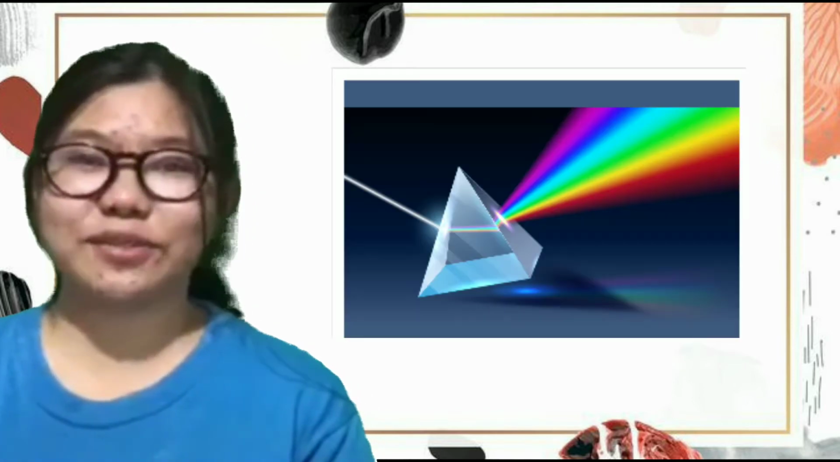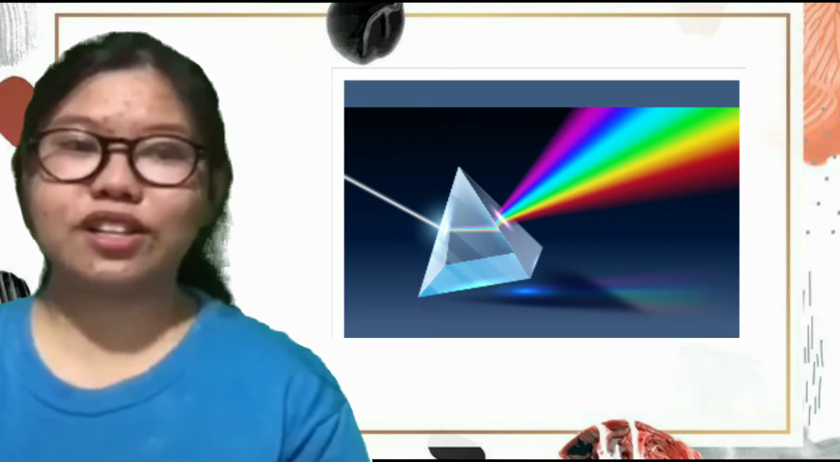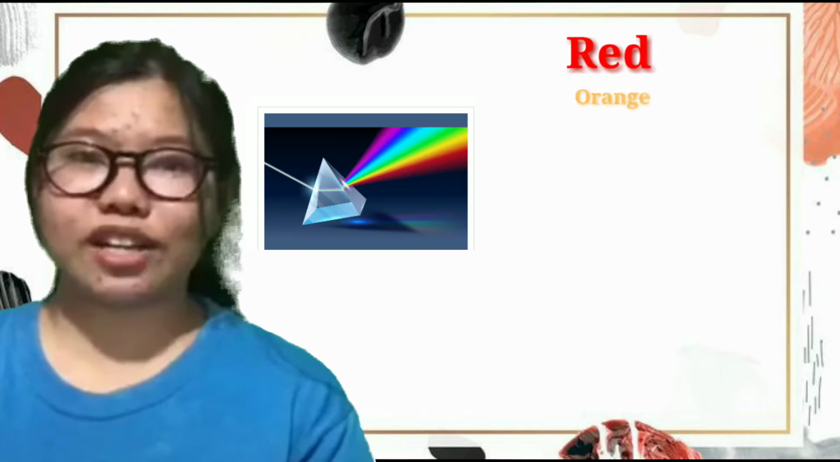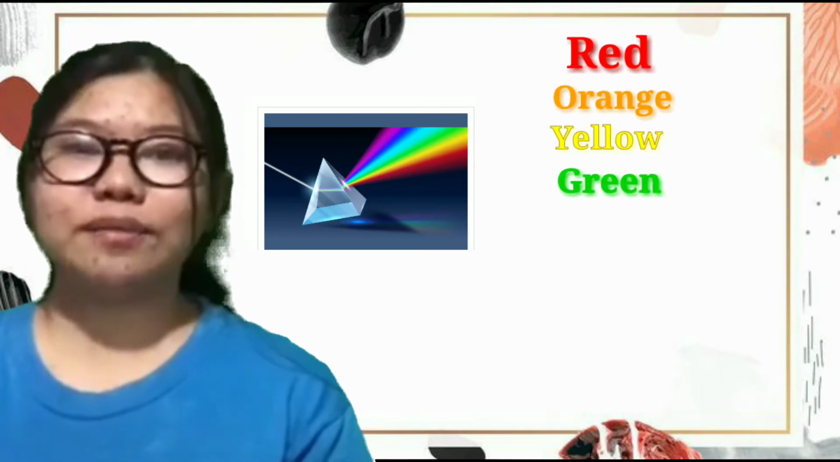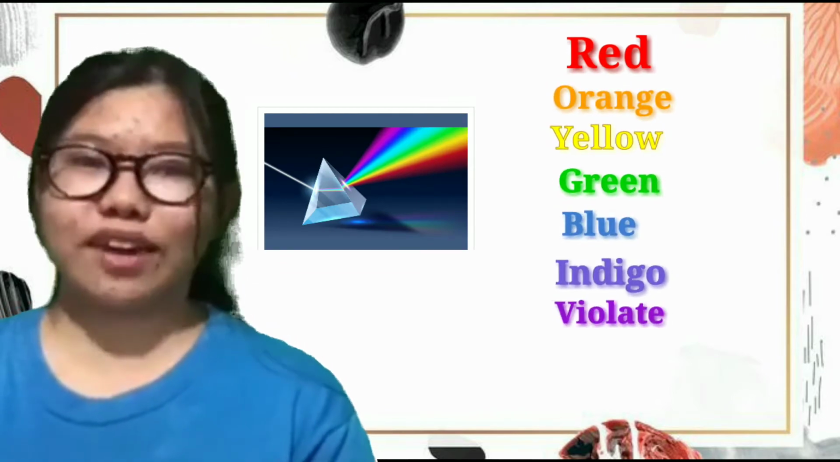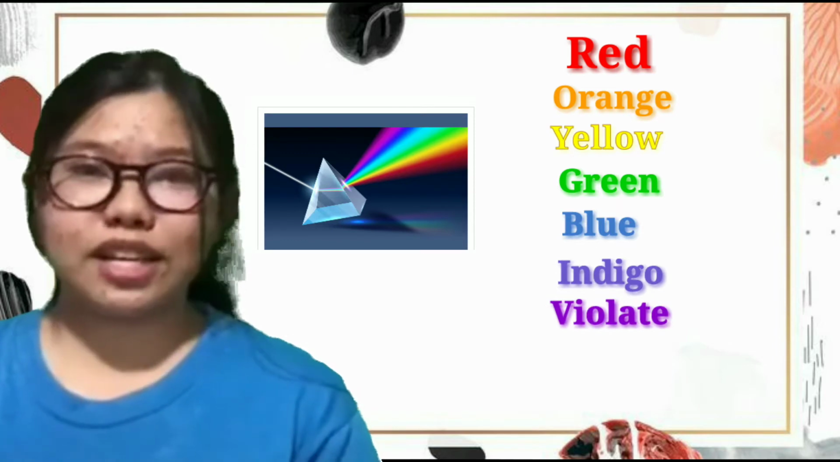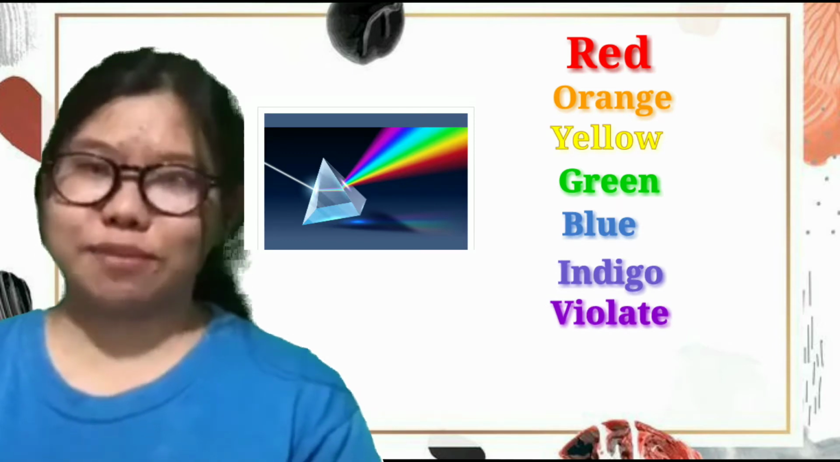When the dispersed light rays pass through another prism, but in the inverted position, the dispersed light rays merge once again to form white light. The 7 colors that we see on the screen are red, orange, yellow, green, blue, indigo, and violet. To remember it easily, you can use the code ROYGBIV.